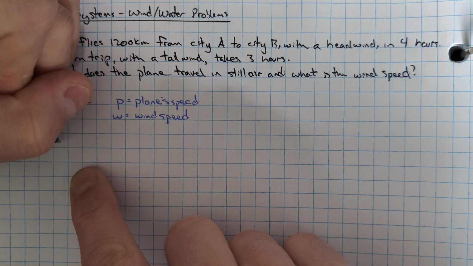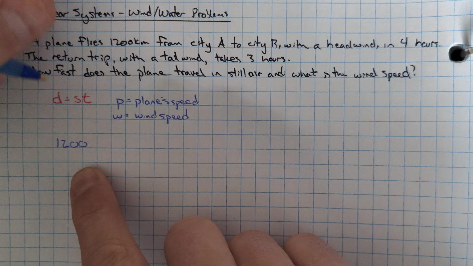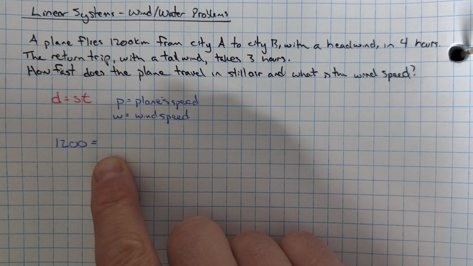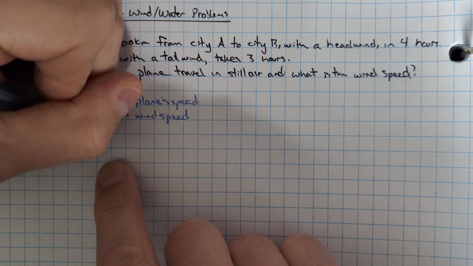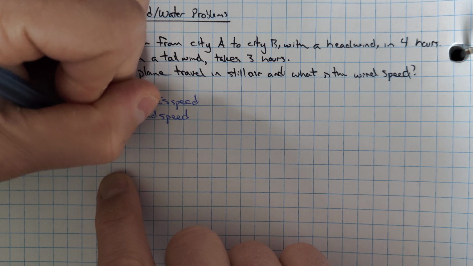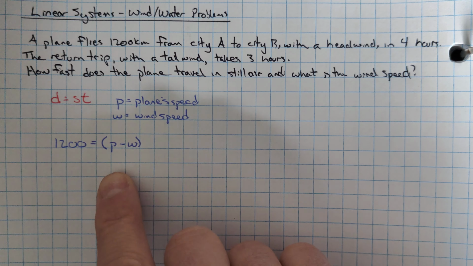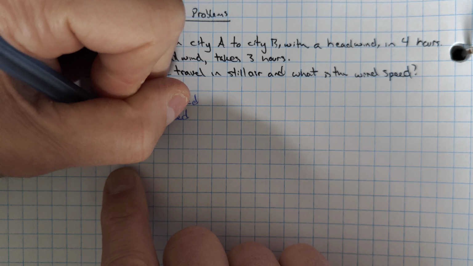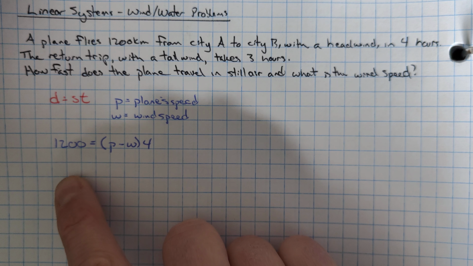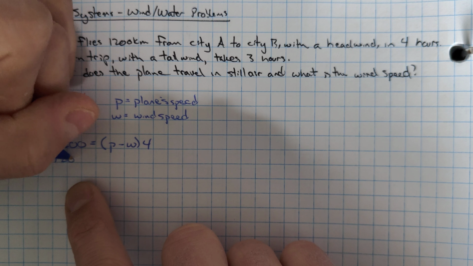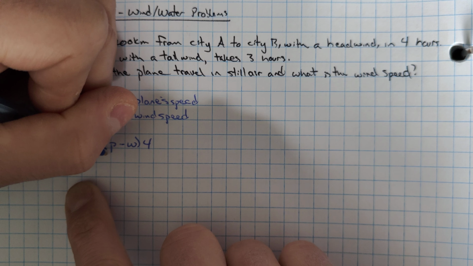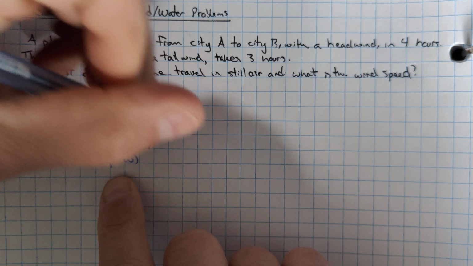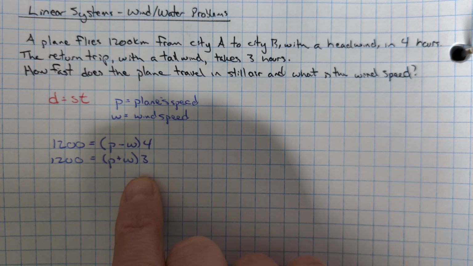So distance of 1,200 kilometers. And then the speed, in the first case, the headwind is going to be slowing down our speed. So we're going to subtract it from the plane's speed times the time, which is 4 hours. And in the second case, the wind speed is going to increase the overall speed. So we're going to add those, and it's only going to take us 3 hours.